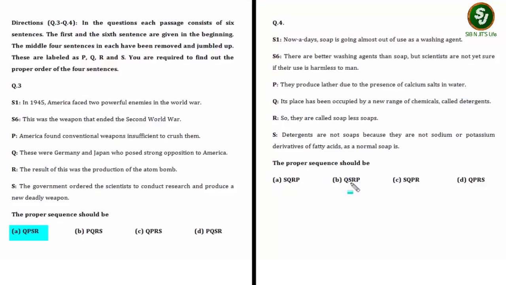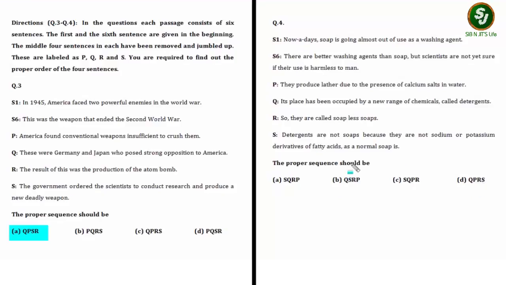But still, let us read sentence S also. Detergents are not soap because they are not sodium or potassium derivatives of fatty acids as a normal soap is. So P is the most appropriate sentence which will come third, because this is the reason stating why soap is out and detergent is in. So after Q, P will come, and not S. As after Q, P is coming, this option is also struck off and we get the correct option to be D. But still, let us read the sentences in this manner and find out whether we are forming a meaningful paragraph or not. So after Q, P, then R is coming.